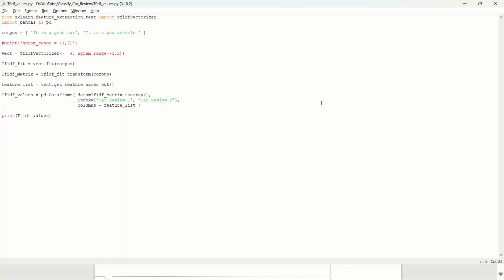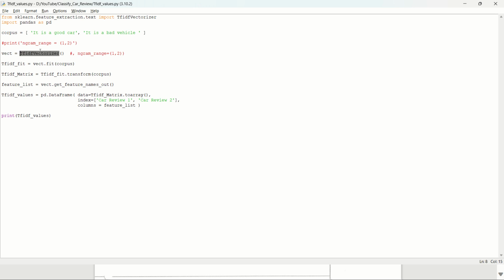So let's see this example code. I have imported the module TfidfVectorizer from the feature extraction text module, and pandas as well. I'll show you why it's needed. So let's say the corpus contains two sentences: "It's a good car", "It is a bad vehicle".